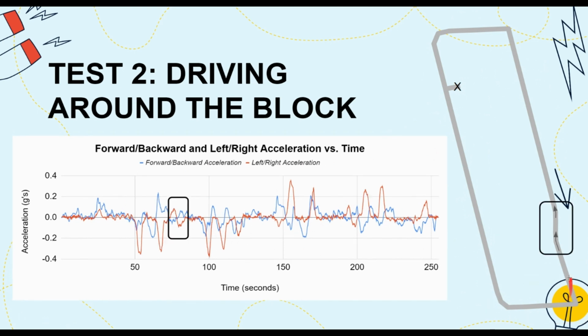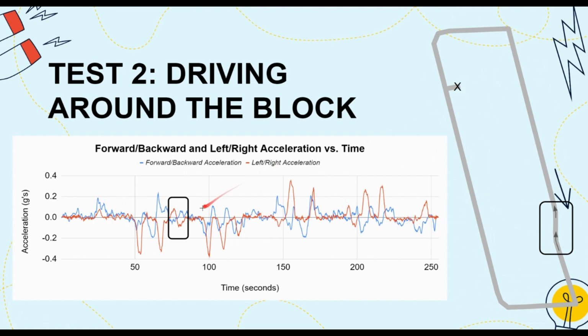After making this turn over here, we come back and we're moving down the street. As you can see, there is a slight right movement here, but we're still going straight a lot. So you can see here, the blue line for forward and backward acceleration is going up, which means that we are accelerating faster, moving faster down the street at this point.